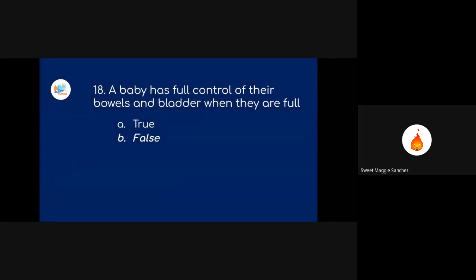Okay, question 18. A baby has full control of their bowels and bladder when they are full. Actually, the correct answer is false. No, they don't have control. So what does this mean? All of us have sphincter muscles. What is that? It's actually the ring around the anal canal. The baby has no control over that, and that could be the possible reason why they need assistance with their diapers, because they don't have control over their bowel and bladder.